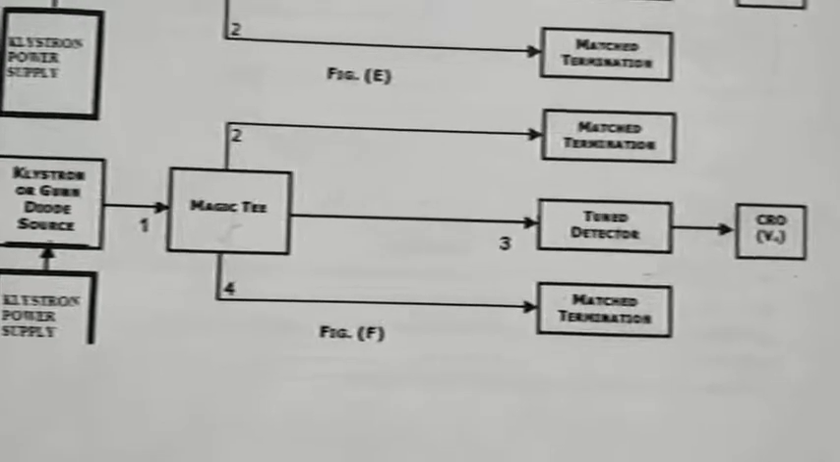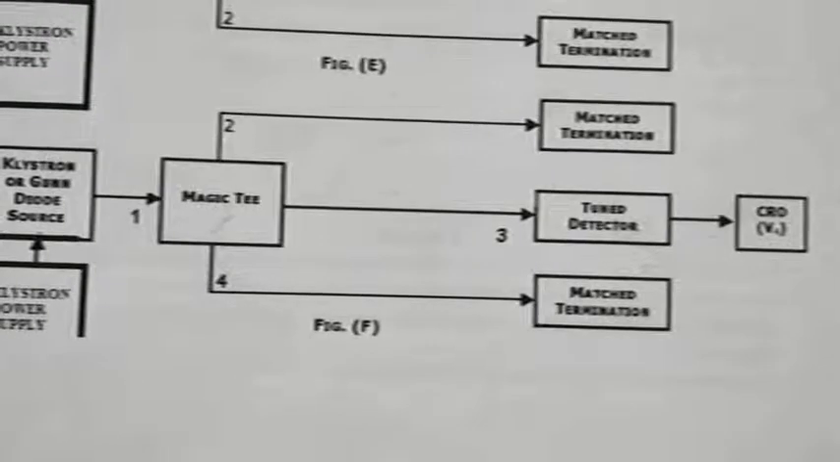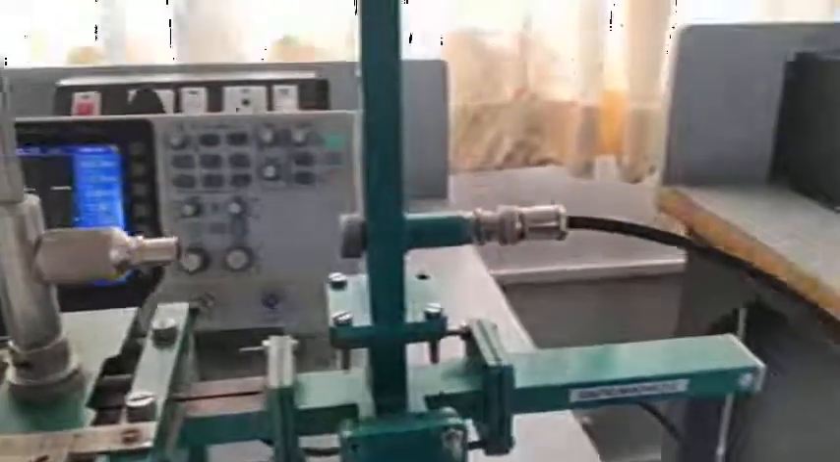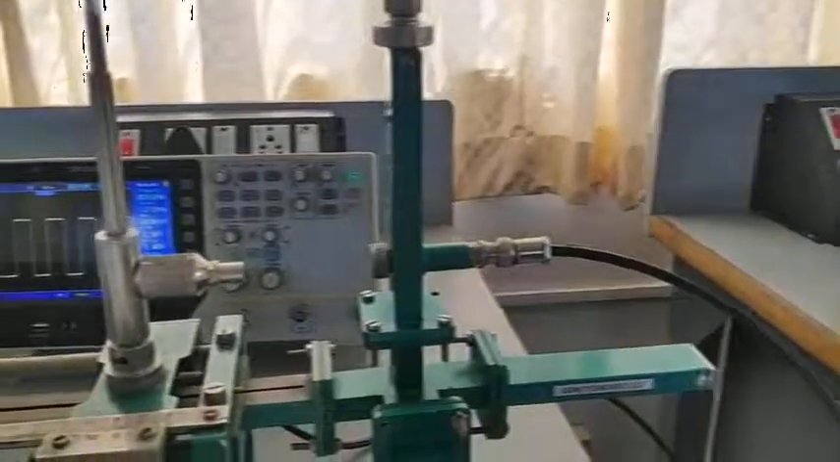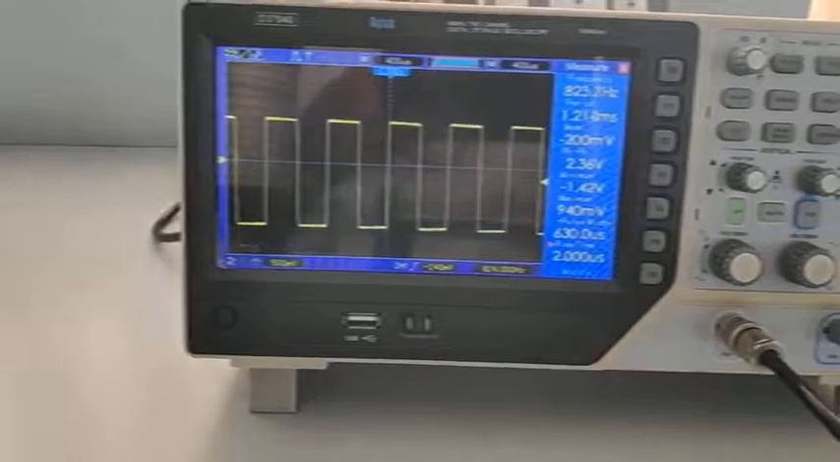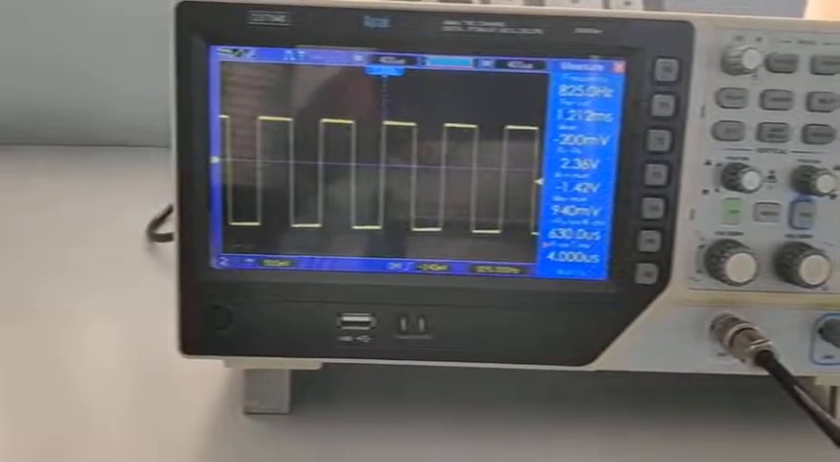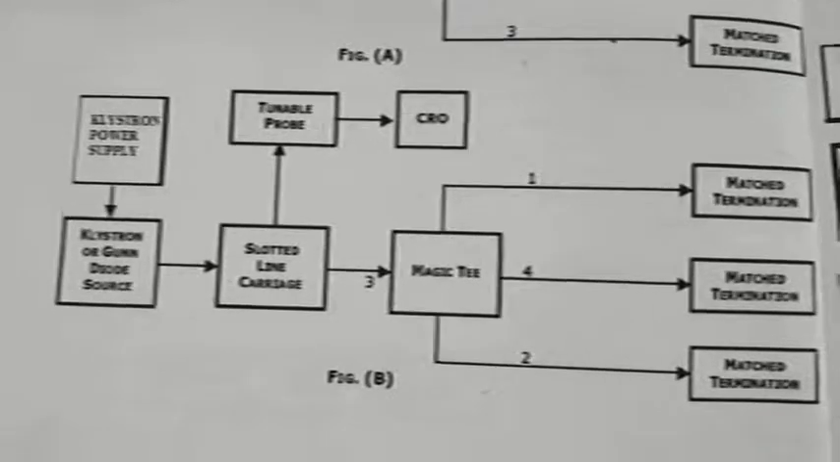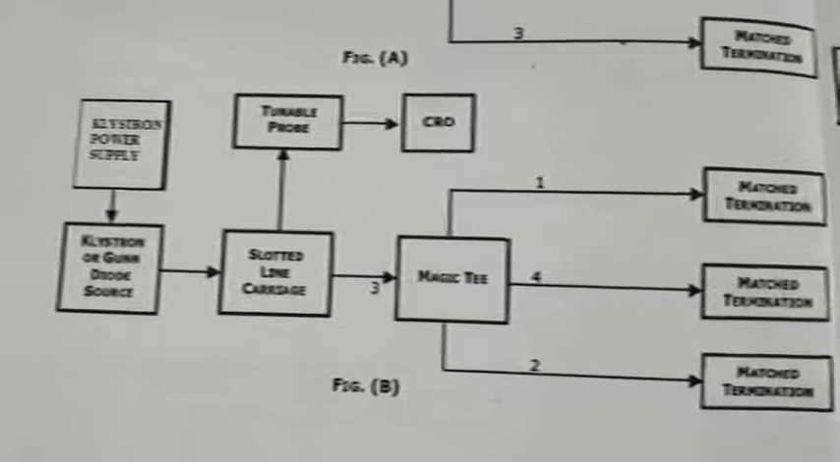Now I need to connect the detector to port 3 in order to measure the voltage V4. I have connected the detector to port 3, and I need to measure the voltage V4. The voltage here is 2.36 volt. That is our V4.